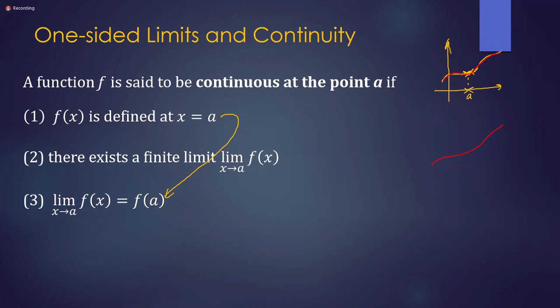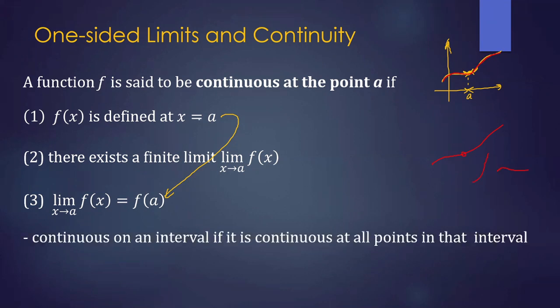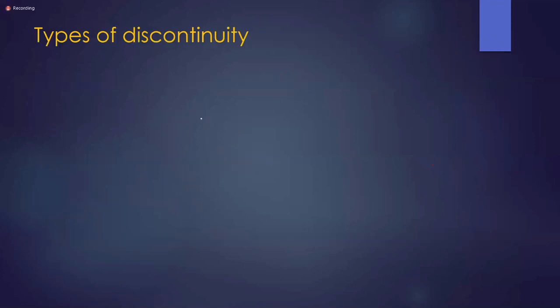So a function is continuous on an interval if it's continuous at all points. So basically, we could say that the function is continuous at each point of the interval. I'll go back so that those of you who want to can write things down.